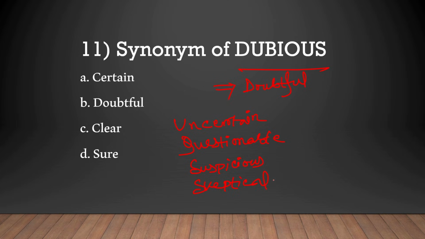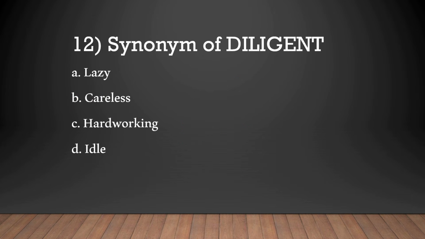Okay, so look at the option B, doubtful. So doubtful is the correct synonym of dubious. Next, synonym of diligent. So the word diligent refers to someone who works carefully and with a lot of effort. Someone who is very much hardworking person.